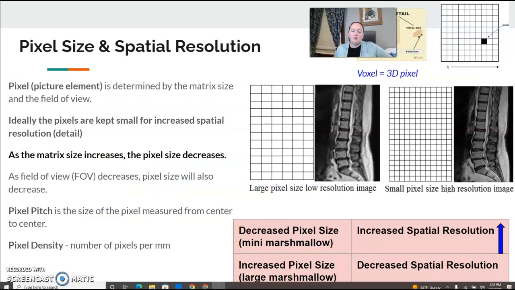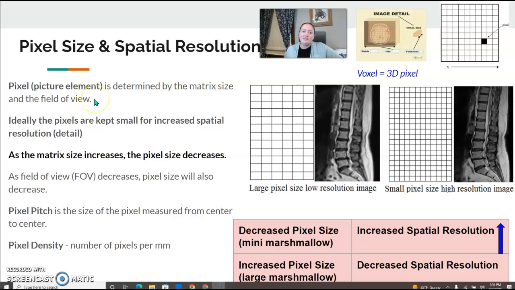Pixel size. So pixel is your picture element. It's determined by the matrix size and the field of view. As you remember, increase matrix size, decrease pixel size, and that's what we want. Ideally, the pixels are kept small. So small pixels are going to increase your spatial resolution. Some terms to keep in mind are pixel pitch and pixel density. So pixel pitch is the size of the pixel measured from center to center. So the center of one pixel measured to the center of the other.